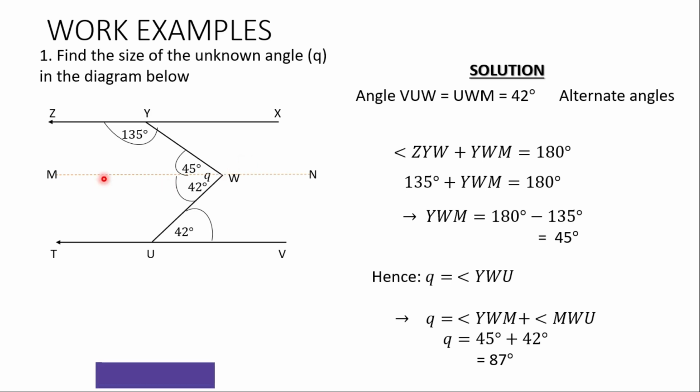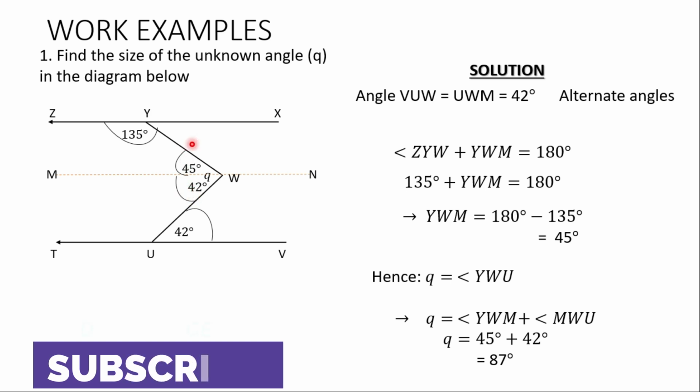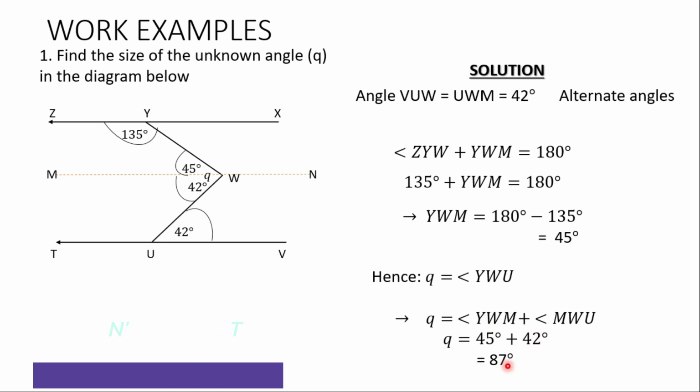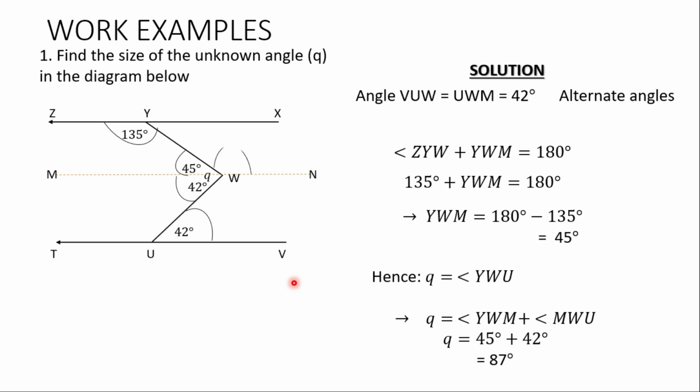So therefore, the angle Q is the whole of this space. The whole of this space, 45 plus 42, is going to give you angle Q. So the angle YWU is equal to 45 degrees plus 42 degrees, which is equal to 87 degrees. So that's how you tackle some of these questions. You have to introduce your own line in order to get the properties clear and solve it. You can pause the video and try it on your own, but don't forget to comment on this video.